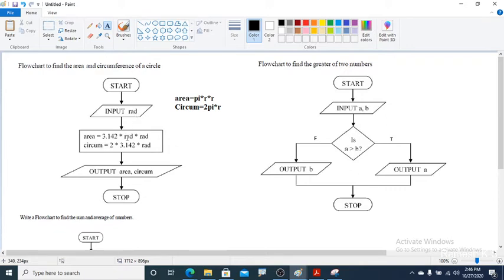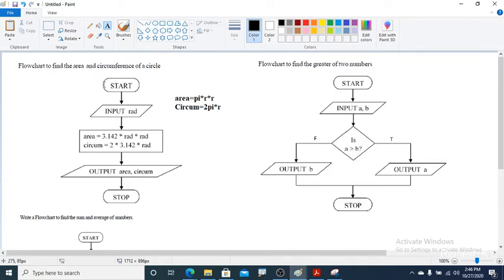The value will be substituted here, and further it will be substituted here, and we will find the area. Further, circum is 2 into pi r. The RAD which we received as input will be substituted and multiplied with this element and with this element. Finally we will get the circumference. Area contains the area of a circle, circum contains the circumference of a circle. Both we are displaying with this symbol. So this is a diagrammatic representation of this problem.